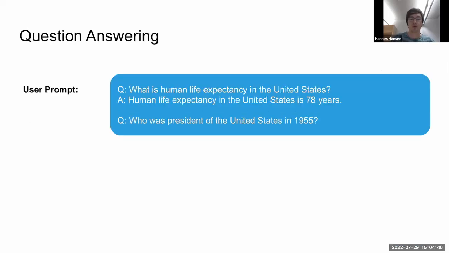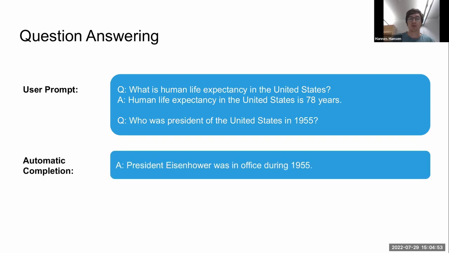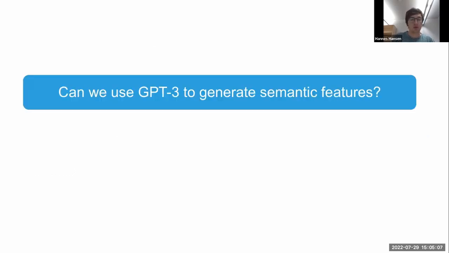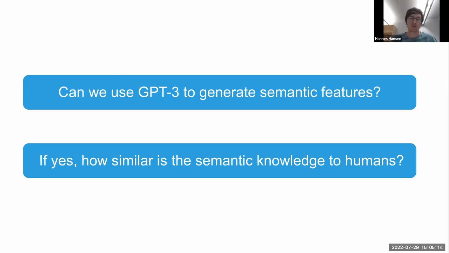But we can also use GPT-3 to answer questions like asking who was the president of the United States in 1955. And GPT-3 will complete the text with the answer, President Eisenhower was in office during 1955. Notice that there's a question-answer example to prime the model on the task. Based on this model, we asked now whether we can use GPT-3 to generate semantic features, and if yes, how similar or different the semantic knowledge of GPT-3 is compared to humans, and whether they have human-like quality.